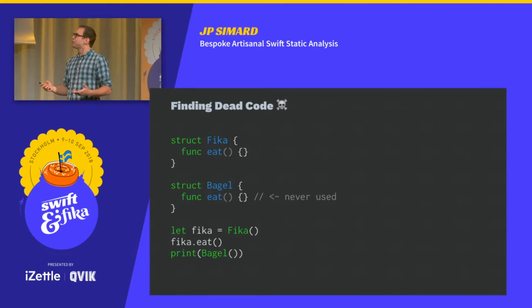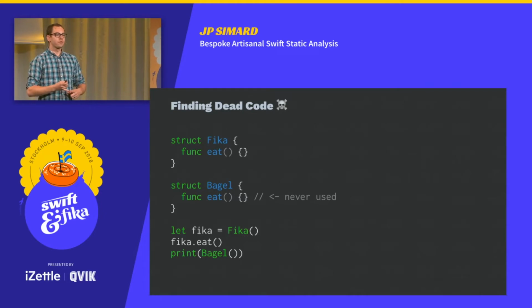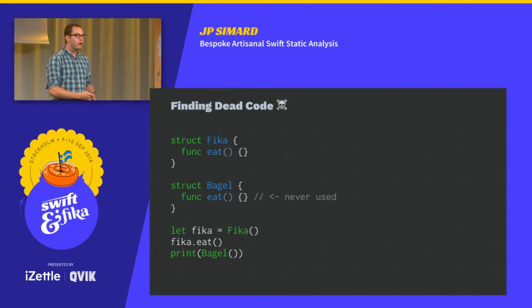So dead code, why do we want to find dead code? Why is that important? Well, dead code is code that is unreachable from your app, effectively. And there's a handful of reasons why you'd want to find this. One is it takes more time for your app to compile if you're compiling a bunch of code that you're not even using. Okay, so this is problem number one.